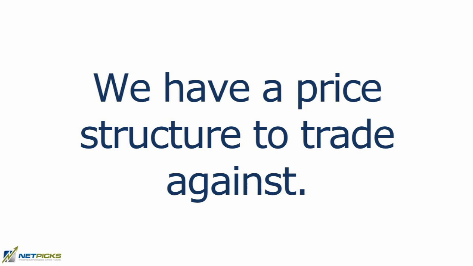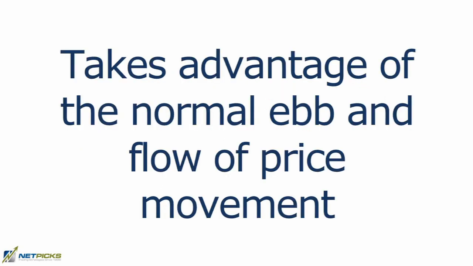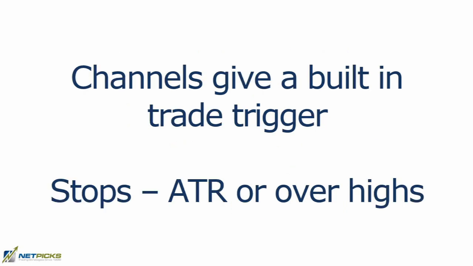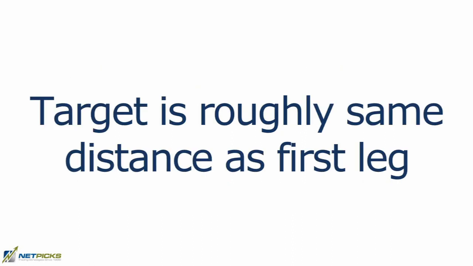So in conclusion, I like trading flags because it takes advantage of the normal ebb and flow of price movements. If you ensure that the flagpole shows strong interest to the downside, it adds to the probability of a continuation after the rally. Using price channels around the flag is going to actually give you a built-in trade trigger when price breaks the bottom trend line. And your stop loss can be an ATR rating like we talked about from the entry, or use the highest high of the bear flag. The target is roughly the same distance as that first push down in price. And you can either exit the trade there or use any number of the trailing stop techniques that are available.